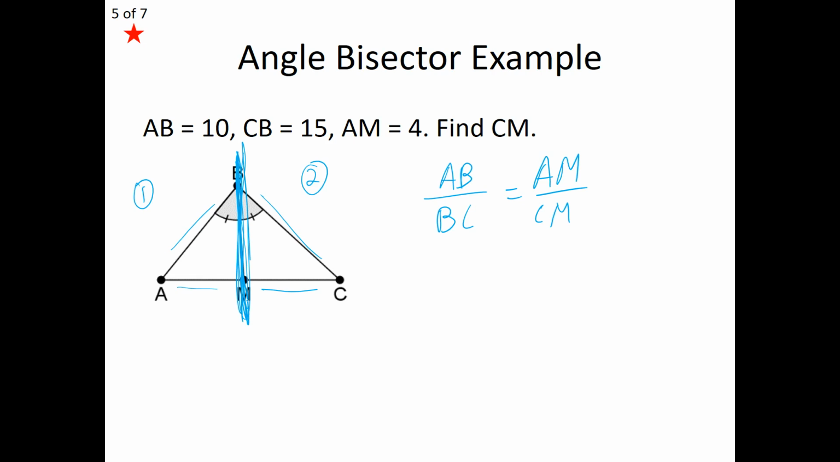I always remember there's the divider. I go from one side to the other, match up my side to side and part to part. And those are actually going to be proportional. That's what the angle bisector theorem proved, that this is actually a true proportion.